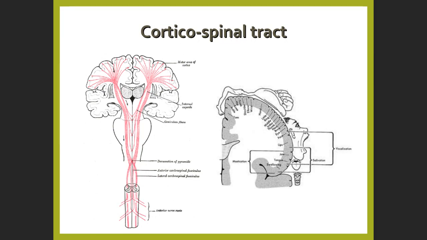This is just to remind us of the arrangement of the homunculus. On the lateral aspects of the cerebral hemisphere, you have a large representation for the head, neck, and upper limb, and the lower limbs are subserved on the superior medial aspects of the cerebral hemisphere.